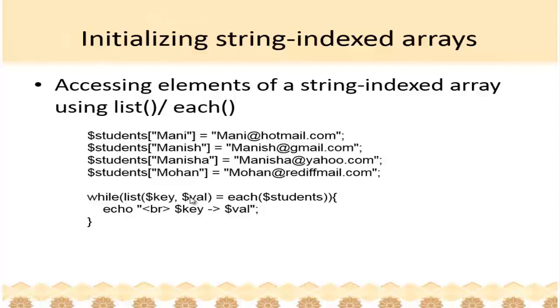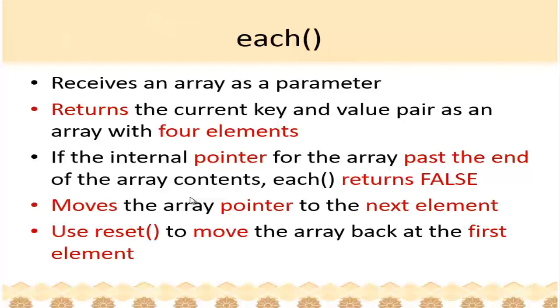So it will return the value in the same order in which they are stored in the array. So let's look at this function in detail. Each function returns the current key value pair, and there are 4 elements within it. Every time it retrieves a value from the array, the internal pointer within the array will move to the next element. If the internal pointer points past the end of the array's boundary, then if you call each after that, every time you call it, it's going to return a false statement indicating it cannot fetch any more items from the array.